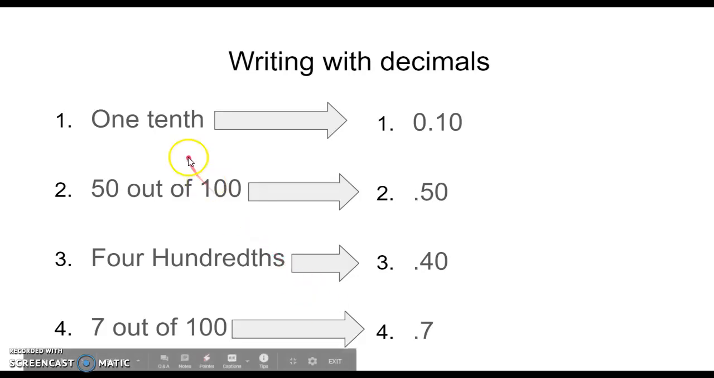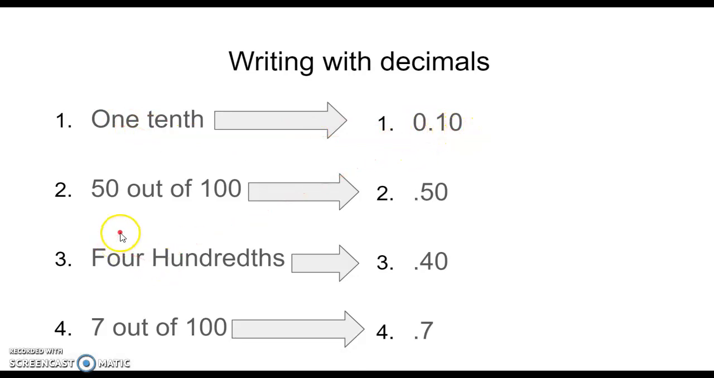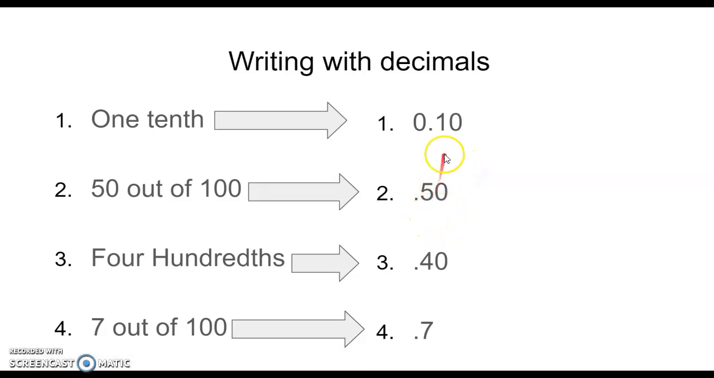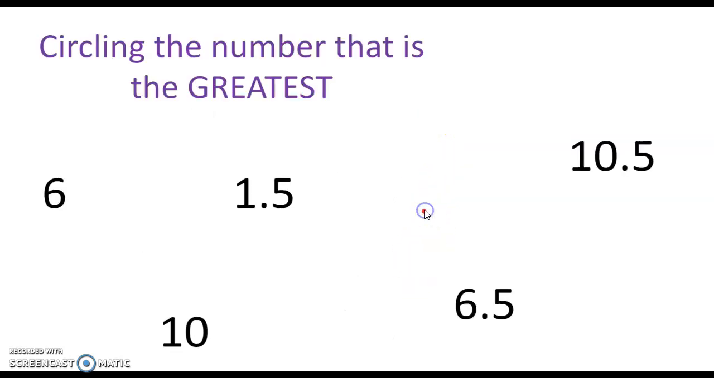And when you write it out, if you have 1/10, it would be 0.10. For 50 out of 100, it would be decimal 50. For 4 hundredths, it would be decimal 04. And 7 out of 100 would be 0.07. You always want to make sure you have the decimal in the right place, and you want to line up the tenths and the hundredths with the place value chart.